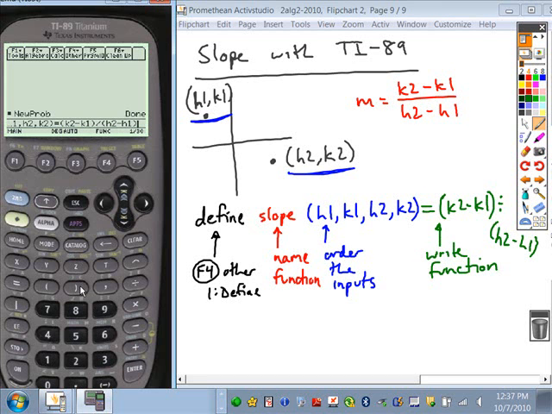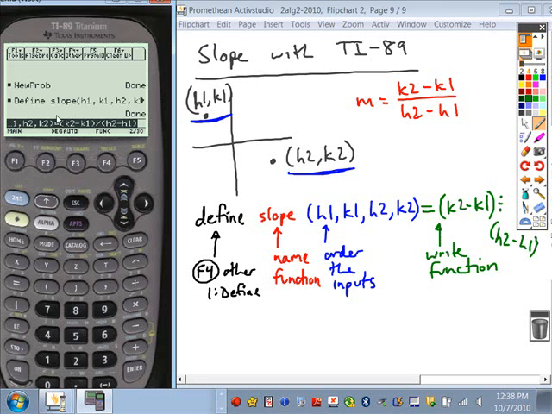And then we're done. You can hit enter. When you hit enter after this, it should say the word done. Okay, so when you hit enter, your calculator says done. It's input this function.